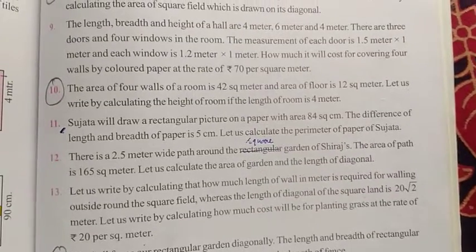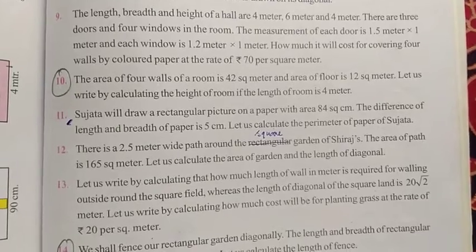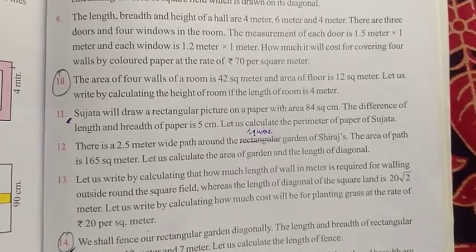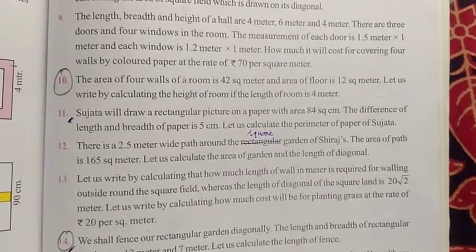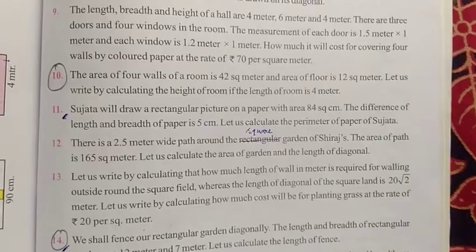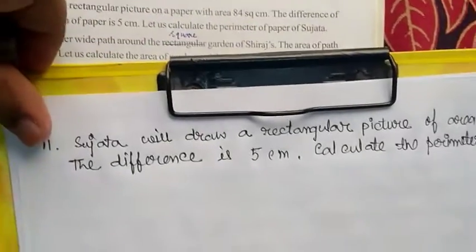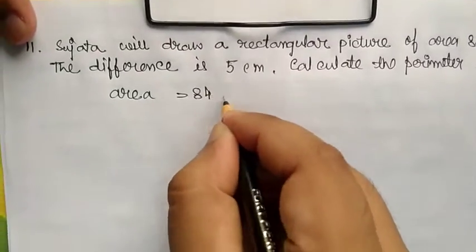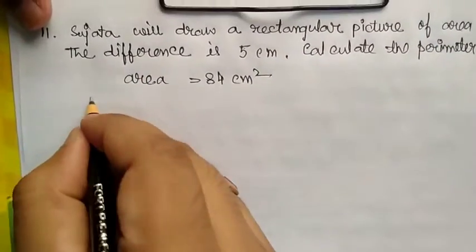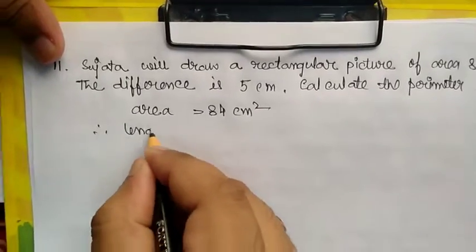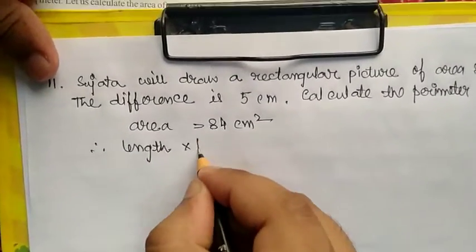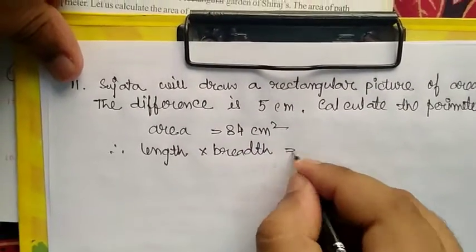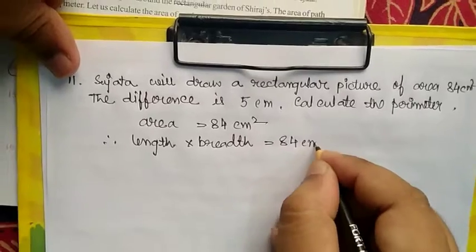Sujata will draw a rectangular picture on a paper with area 84 square centimeter. The difference of the length and the breadth of paper is 5 centimeter. Let us calculate the perimeter of the paper of Sujata. So area is 84 centimeter square. So area means length into breadth equal to 84 centimeter square.